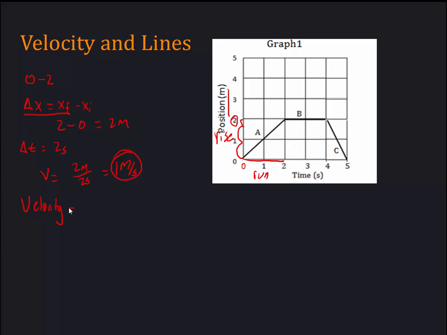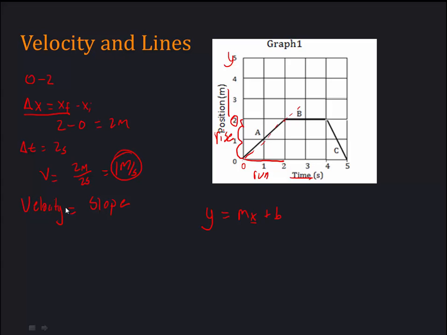So velocity equals slope. Now some of you might be aware of the equation of a line. If I wanted the equation of this line, I can give that by y equals mx plus b, where y is generally considered the vertical axis, x is considered the horizontal axis, m is slope, and b is the y-intercept.